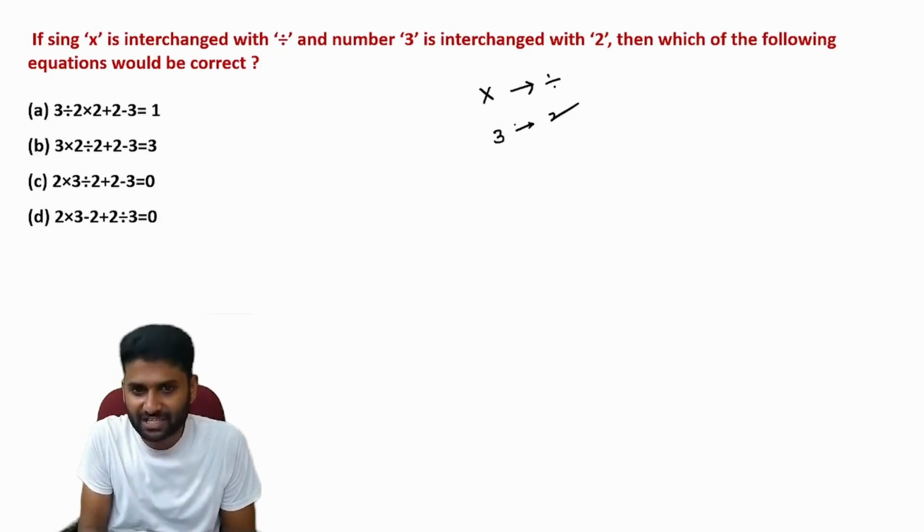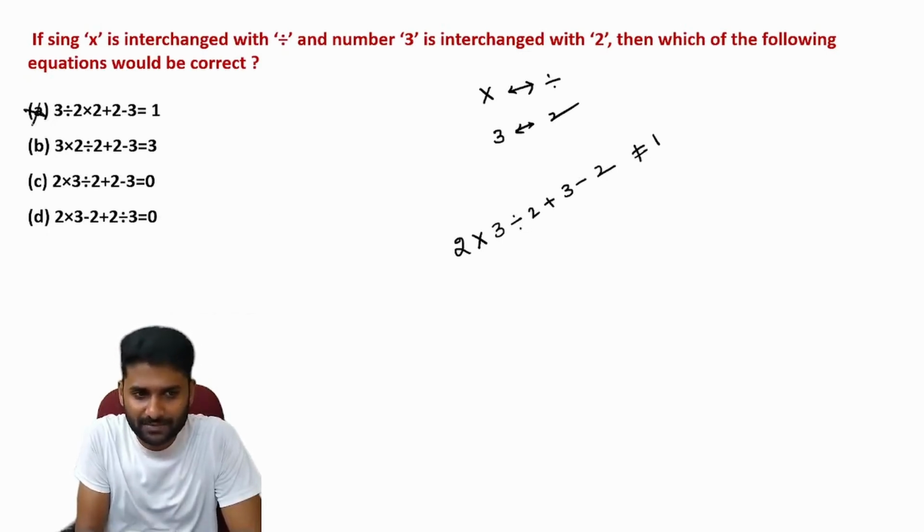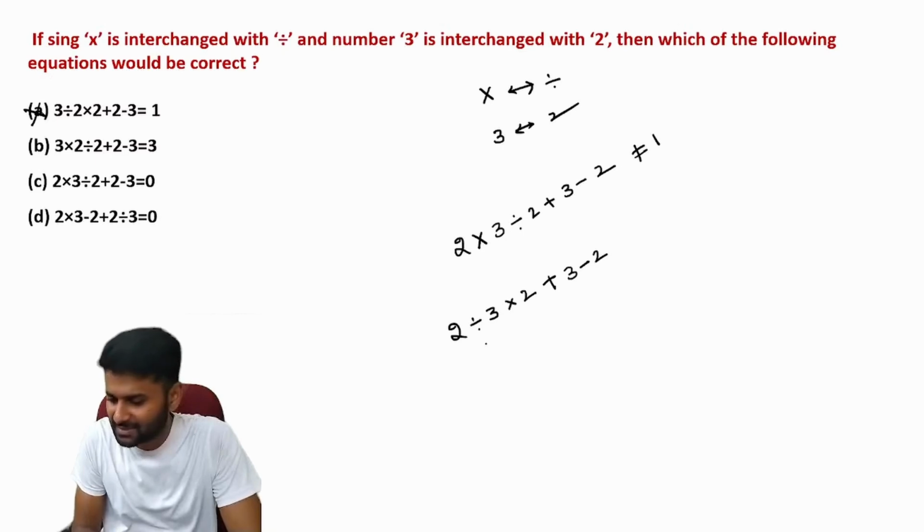Interchanged, guys, interchanged. Now see, 2, so divided by replaced with multiplication is 3 divided by 2 plus 3 minus of 2. If you go through the simplification, it is not at all equal to 1. So A is not the right answer. Let's check with B. 2 divided by 3 multiplied by 2 plus 3 minus of 2. Again, you will get the decimal.